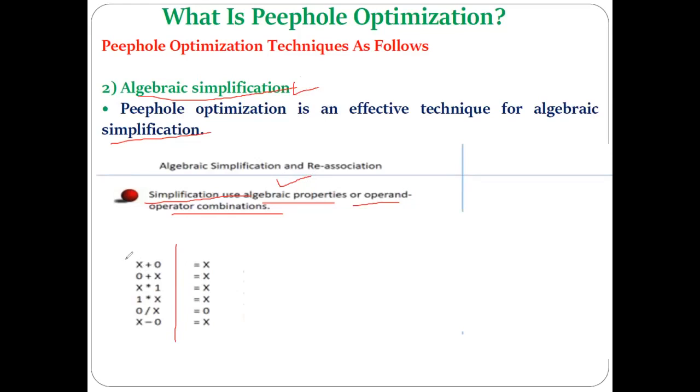Now, certain times you may write the instruction like this, x plus 0, but there is no need to write these two operands, x and 0. You can simply write x, because x plus 0 is x only. 0 plus x is also only x. x into 1 means only x. 1 into x is also x. 0 divided by x means simply 0. x minus 0 simply means x.